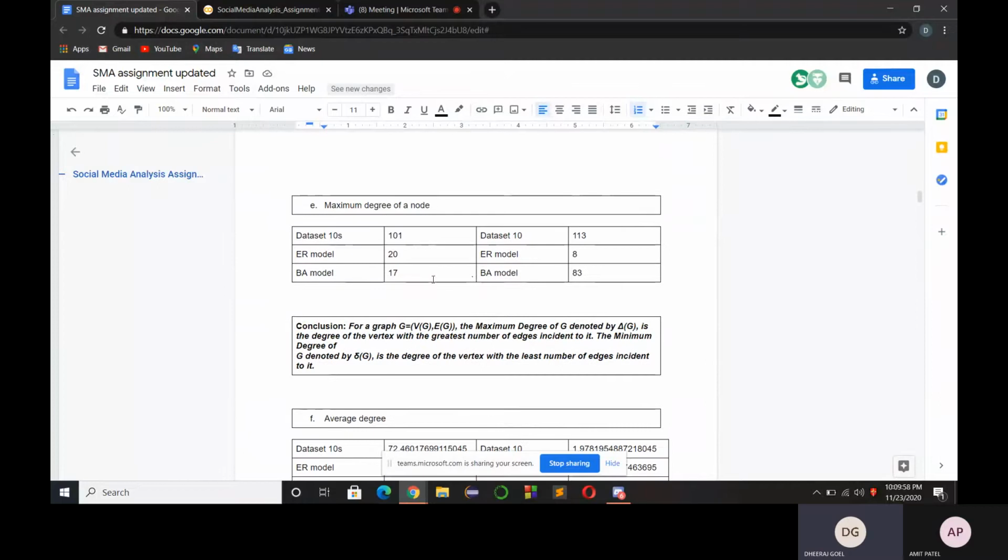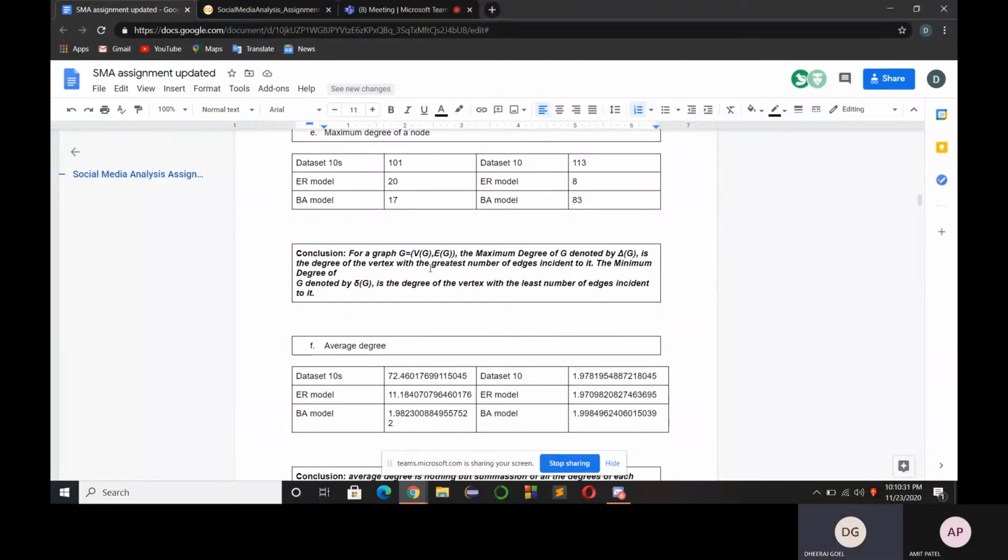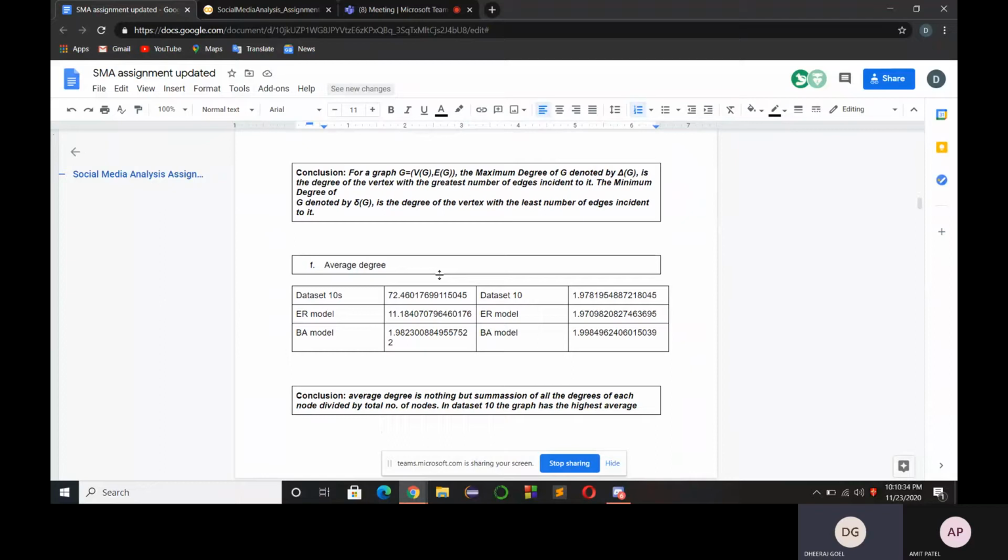Coming to the maximum degree of the node, maximum degree basically tells which node is connected to how many other nodes. In the data set we got 101 as the maximum degree, which means that the maximum degree of any node is 101, and for the ER model it is 20 and for the BA model it is 17. In the conclusion part you can see the formula for this, and you can verify the formula for the maximum degree of a node.